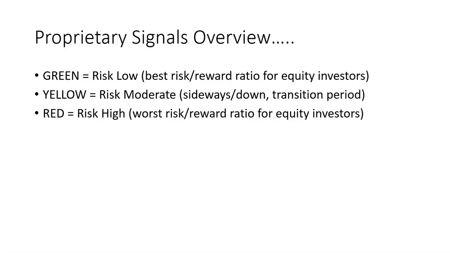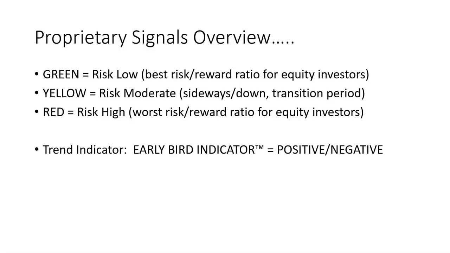I've simplified the way that I disseminate this information, and I've got it down to a green, yellow, red signal, so it's easy for everybody to understand. Again, when the signal is green, that is the best risk-reward ratio signal for equity investors. When the signal is red, that is the worst risk-reward ratio signal for equity investors.